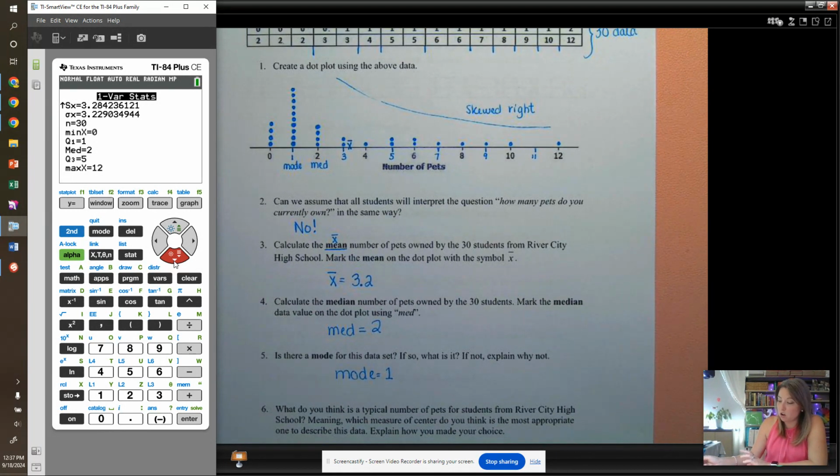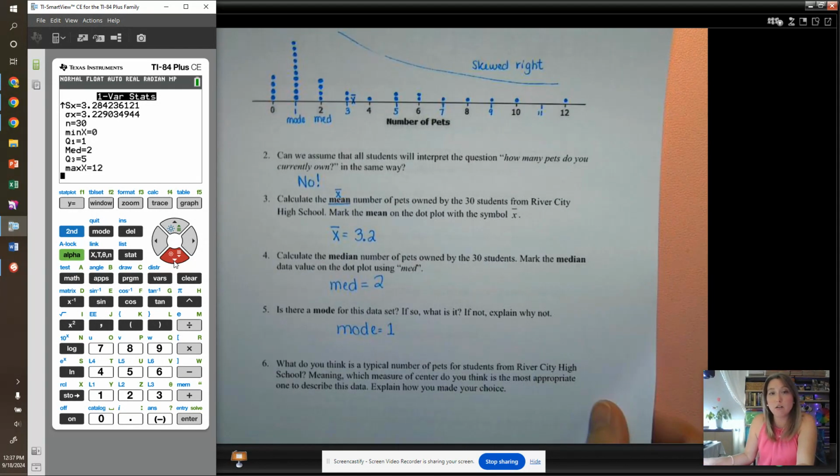So this is the ultimate question when it comes to a data set. What do you think a typical number of pets for a student at River City High is? Do you think the median is the most appropriate measure of center? Do you think the average is the most appropriate measure of center? Do you think the mode, the value that appears most? What do I think? I think it's the median.